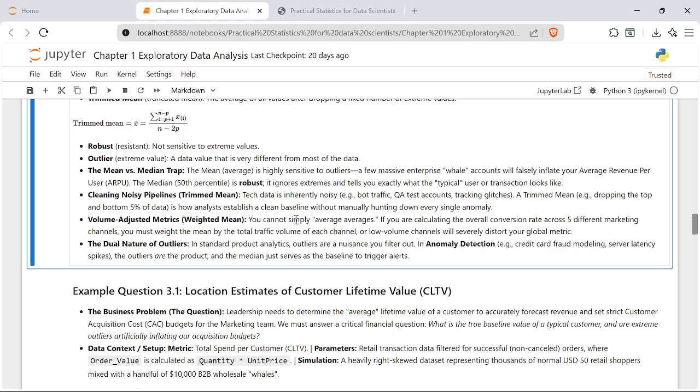The dual nature of outliers. In standard product analytics, outliers are a nuisance you filter out. In anomaly detection, for example credit card fraud modeling and server latency spikes, the outliers are the product, and the mean just serves as the baseline to trigger alerts.